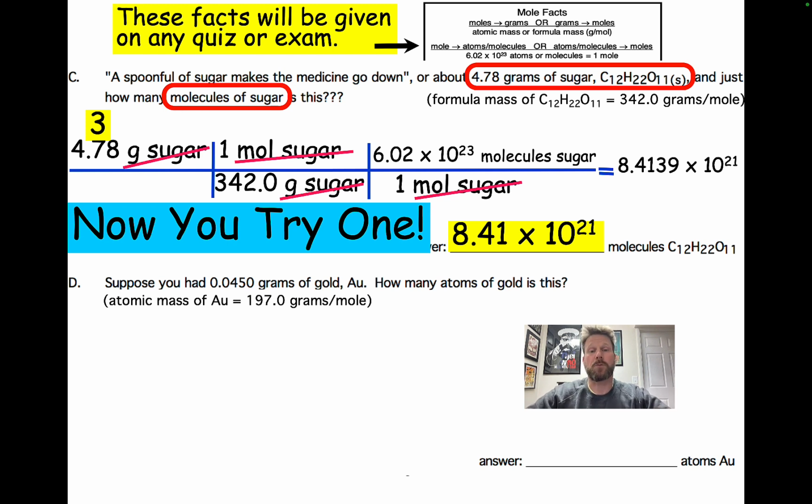The setup for this problem is exactly the same as the previous example. Pause the video and use both mole facts to determine the number of molecules in 0.0450 grams of gold. Showing your work with units and labels is more important than writing the answer to the question.